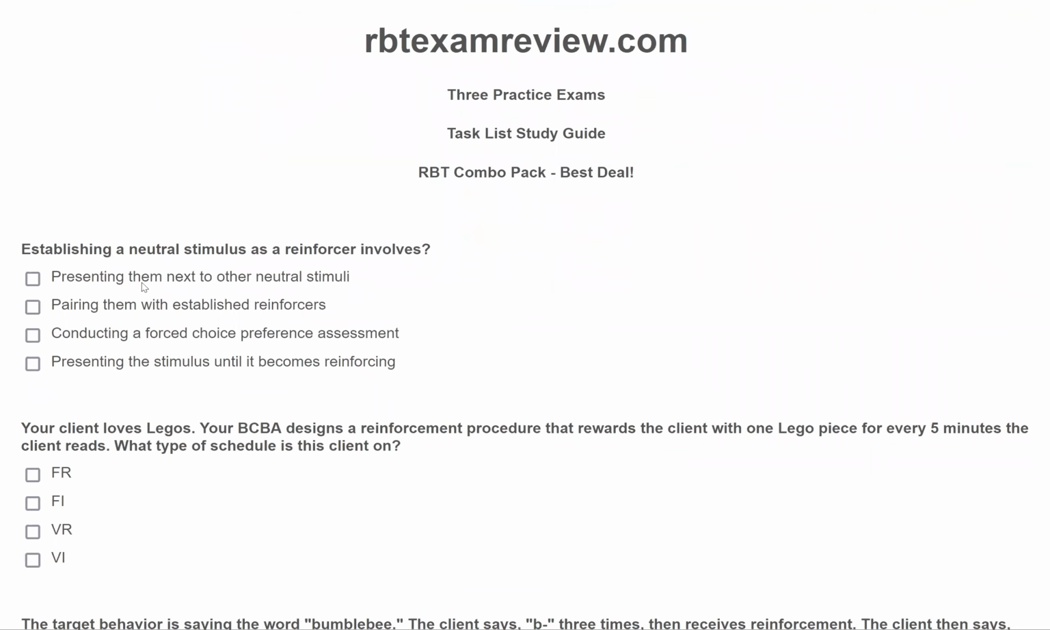Question 1. Establishing a neutral stimulus as a reinforcer involves what? Now, when we talk about establishing a neutral stimulus, we mean a stimulus without any reinforcing or any punishing properties. So when we think about things like unconditioned versus conditioned, this is what we're talking about. Unconditioned reinforcers, unconditioned punishers, they don't have any learning history. They don't need to be taught. They don't need to be conditioned. They just function as reinforcers and punishers naturally.